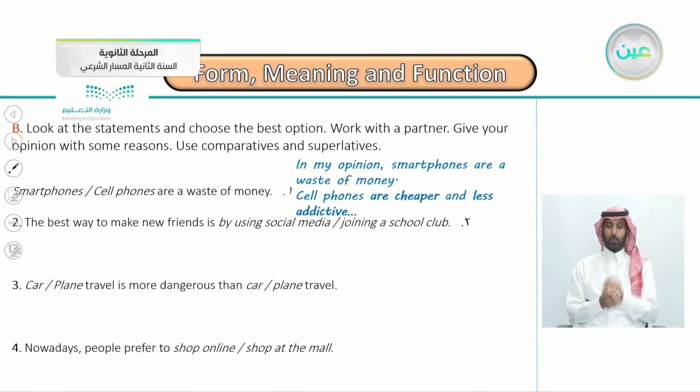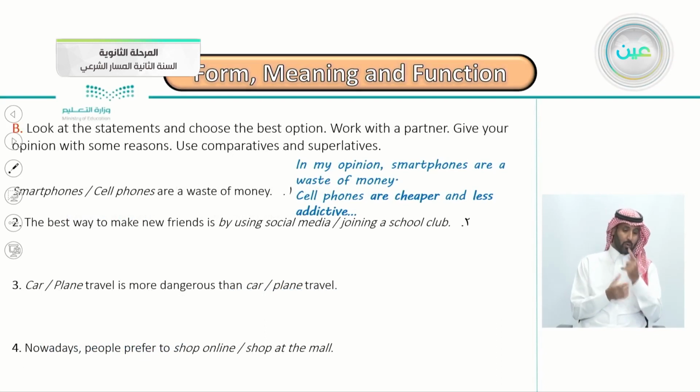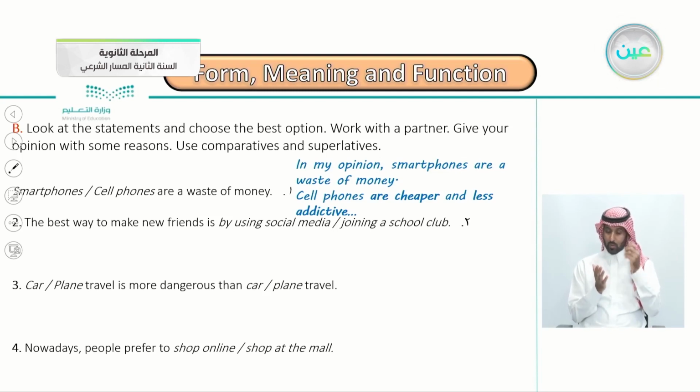Look at the statements and choose the best option. Work with a partner. Give opinion with some reasons. Use comparatives and superlatives. Of course, the first one is already done for you. Smartphones, cell phones are a waste of time. This is giving your own opinion. You say, in my opinion, smartphones are a waste of money. Cell phones are cheaper and less addictive. So we're comparing smartphones and cell phones, and you say that they are a waste of money. So this is the first one, which is already done.